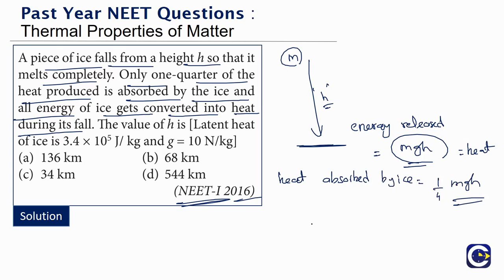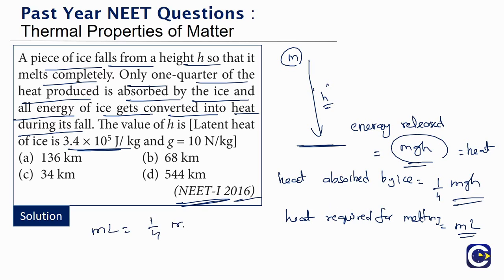Okay, by using this absorbed heat, the ice will melt. See, for the melting of the ice, what is the latent heat? It is 3.4 into 10 power 5 joule per kg. The heat required for melting is what? M into L. M is the mass of the ice into latent heat. So both of them we should just equate. So what are we going to get? M into L is equal to 1/4 mgh.